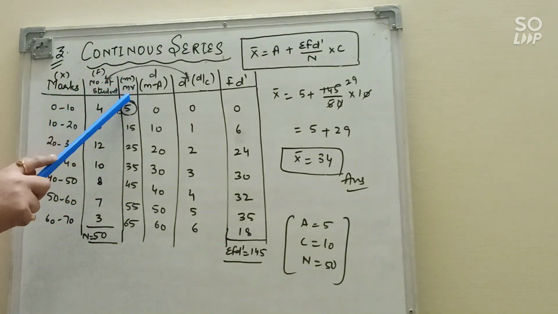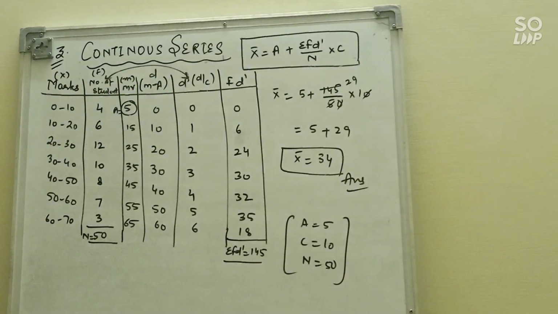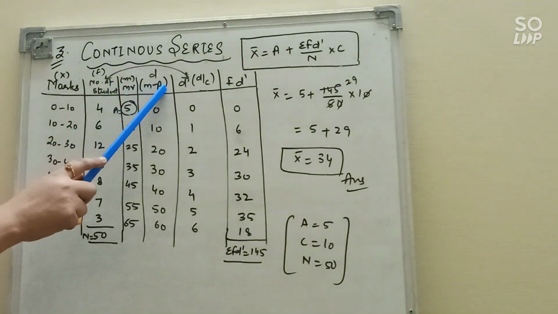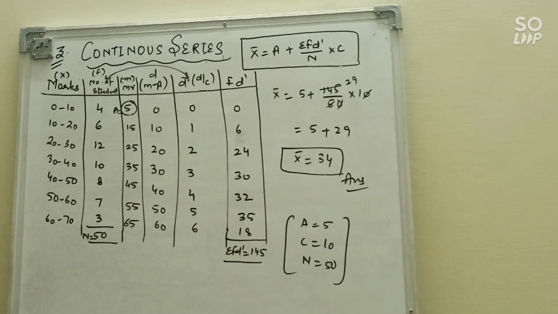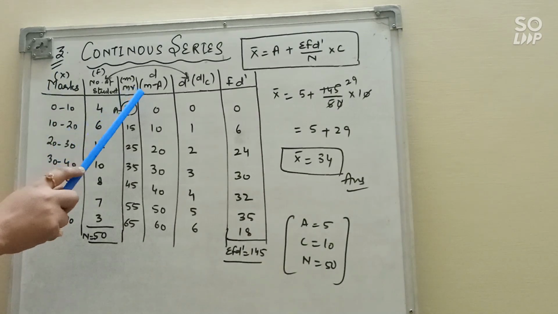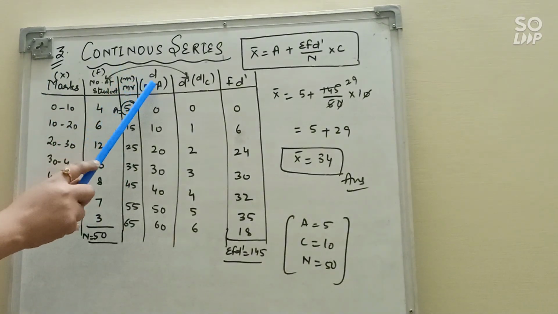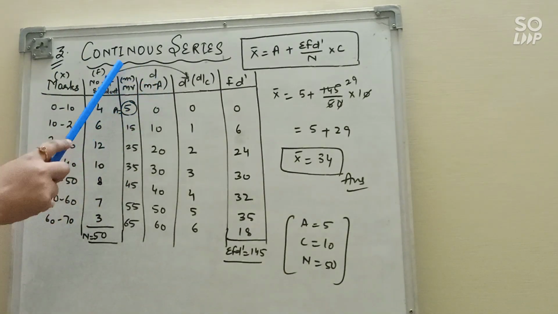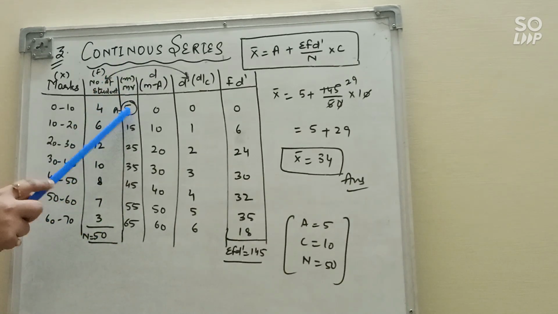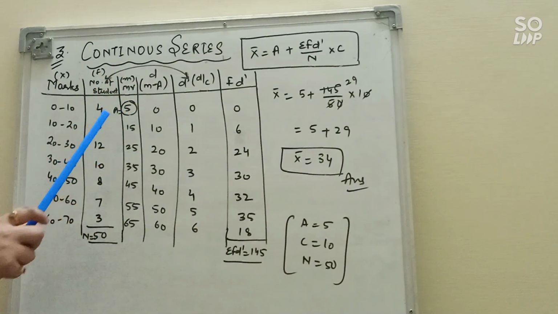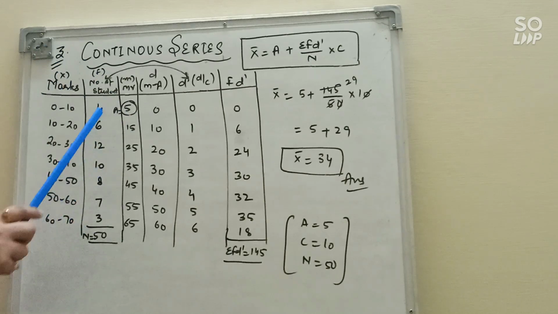After calculating mid value, now you can calculate D. D means deviation, and the formula is M minus A. In discrete and individual we were writing X minus A, but here X is given in class form, that's why we will write M, mid value, M minus A. So A you will select from the mid values. Again I have selected 5 as the assumed mean just to avoid negative signs. Clear? You can take any other value as assumed mean if it is not given in the question.